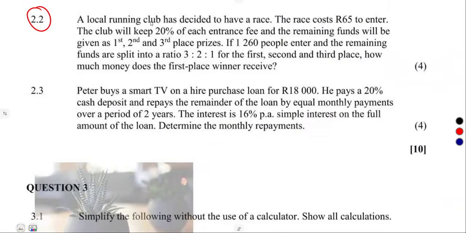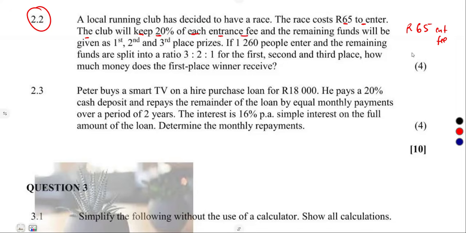A local running club has decided to have a race. The race costs 65 Rand to enter. So that's the entrance fee, 65 Rand. That's our entrance fee. From this, the club will keep 20% of each entrance fee.